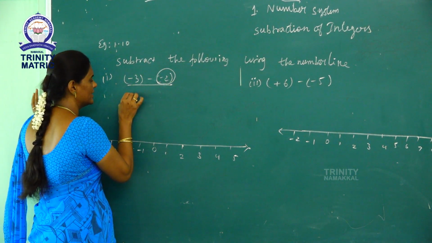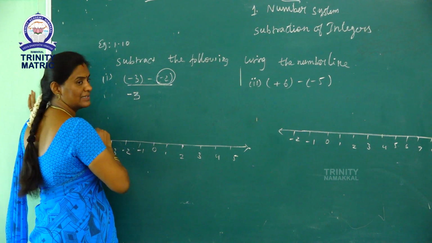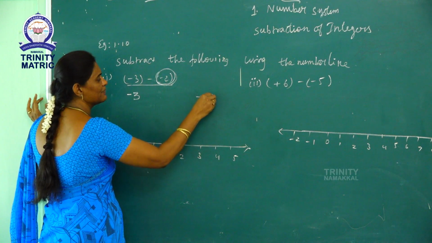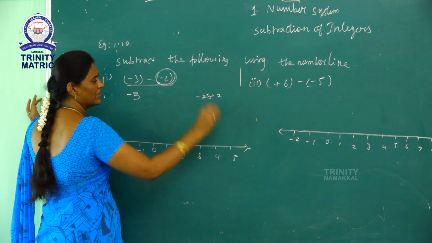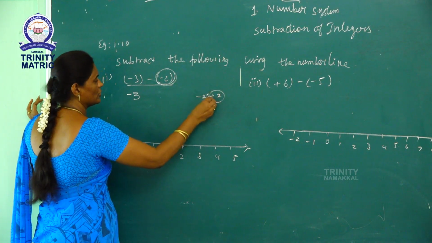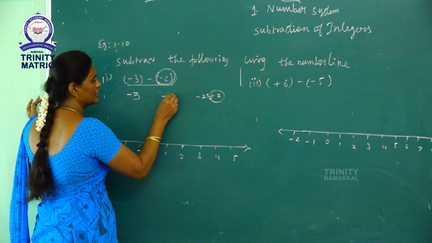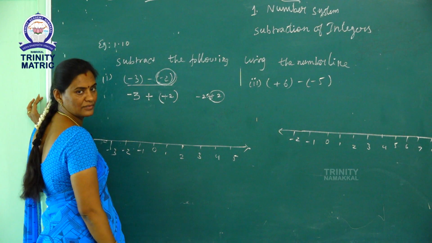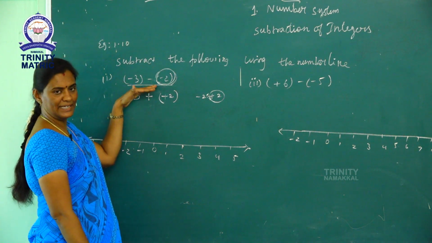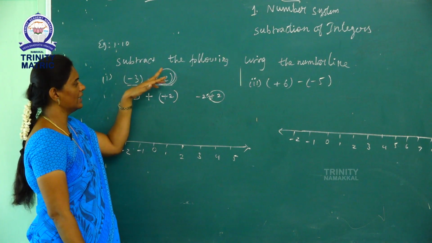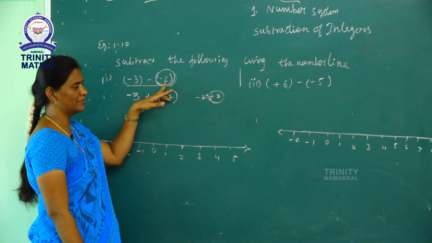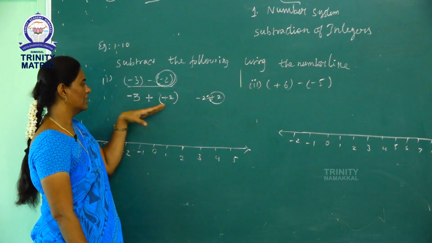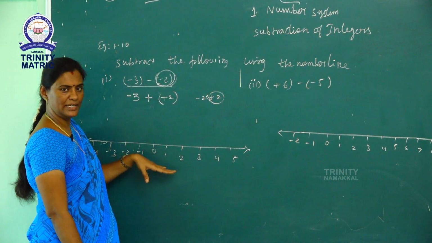Here the first term is minus 3. You write it as it is. The additive inverse of minus 2 is plus 2. So here we write plus 2. This minus becomes plus. When we subtract the integer, we take the additive inverse of the second term. Now we represent these integers on the number line.